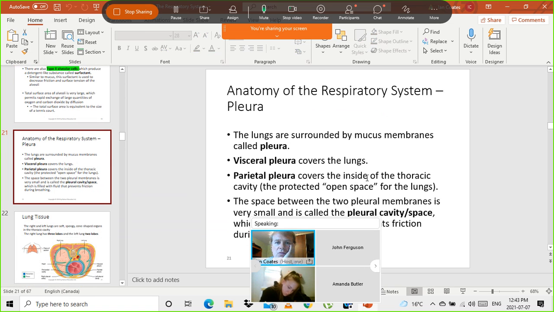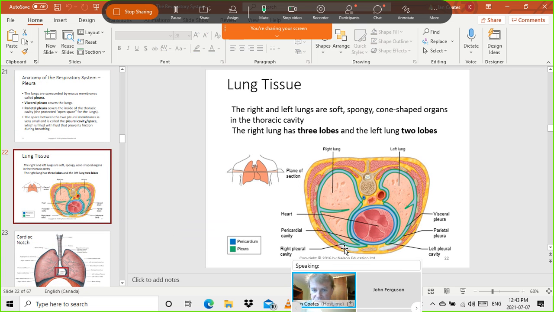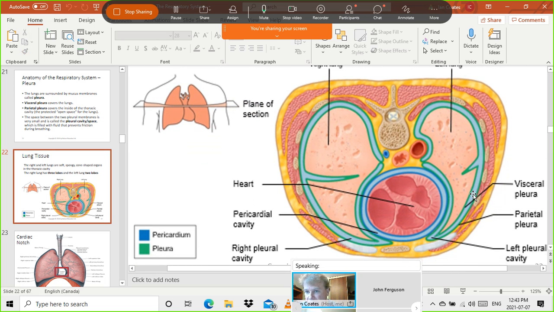What have we got? Aha! Here's our pleura, and these pleura are just membranes. You'll see here you have your visceral pleura, and you have your parietal pleura. This is just a cross-section. Here's my heart, and looking at this, you should be able to tell this is anterior, posterior, this is my left side, my right side, and you see my spinal column right here. Well, it's not mine, but you'll see the orientation. These pleura are these two pieces of cellophane, plastic wrap, with a surfactant in the middle.